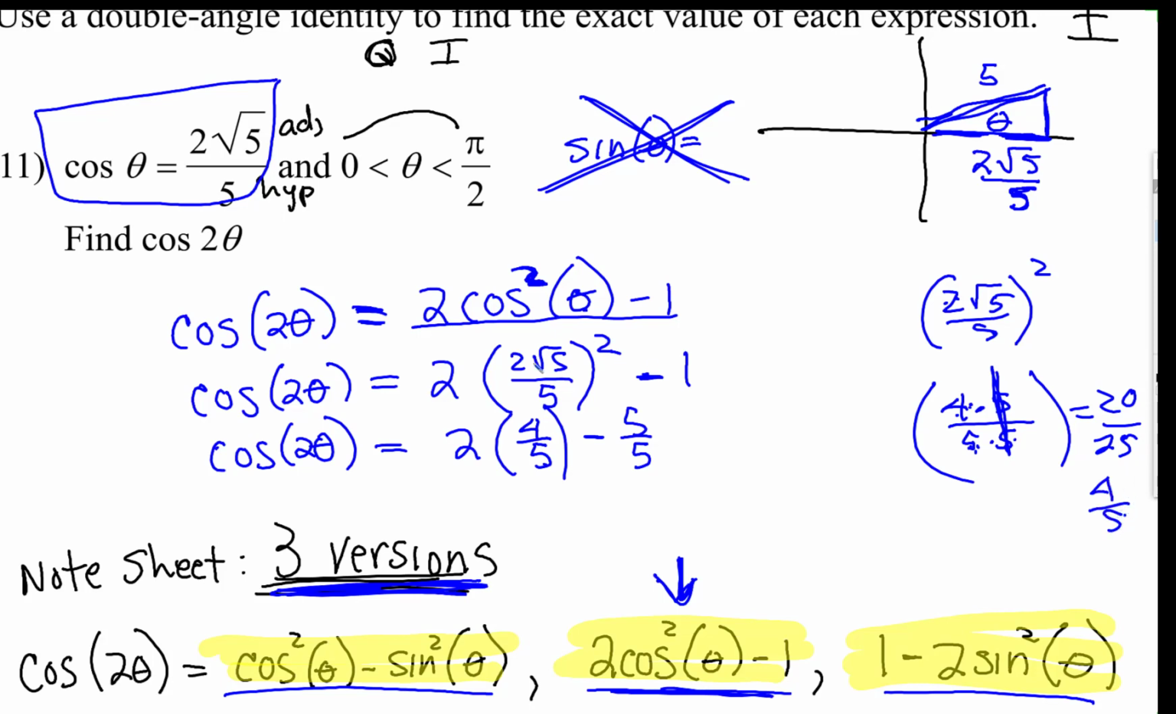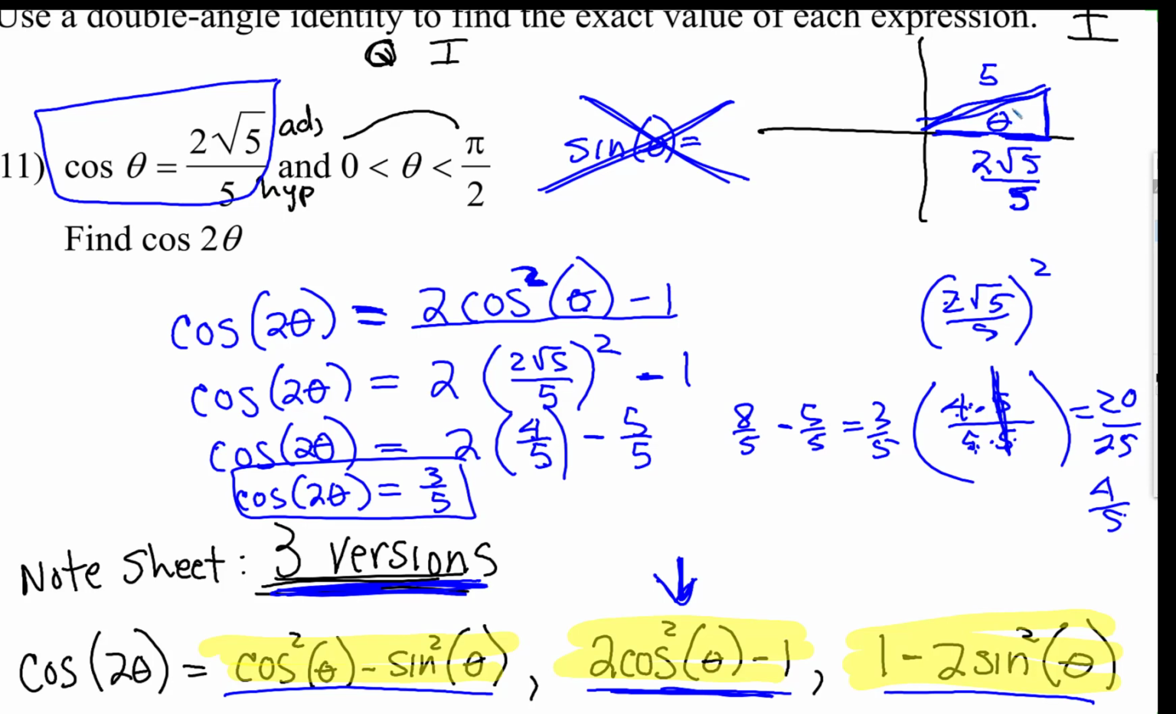So now we can plug this thing squared. It's simplified to 4/5, and now we can multiply across. So 2 times 4/5 is 8/5. So 8/5 subtract 5/5 is 3/5. So cosine of 2 theta is 3/5. So this is what that means.